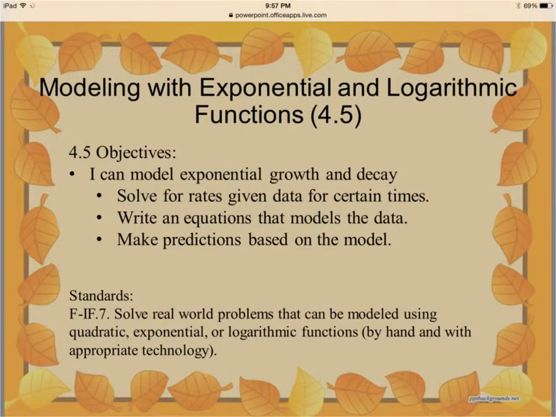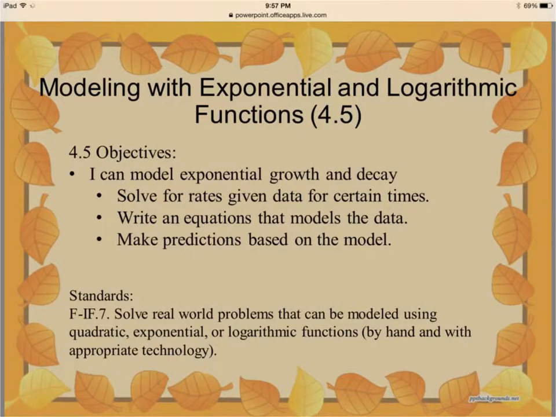So our first objective is just modeling the exponential growth or decay. We need to be able to solve for the rates. In these problems, they're not going to tell us what the rates are. Just like in real life, if you really were trying to figure out what the exponential growth was for something, nobody would tell you what the rate was. You would just have some data for certain times.